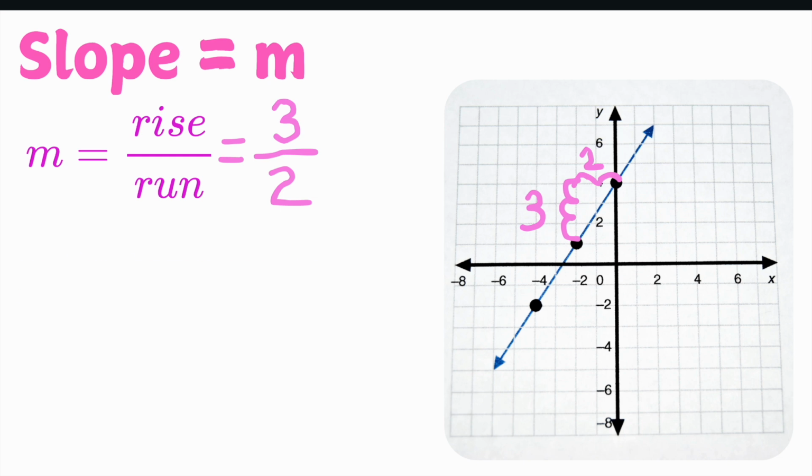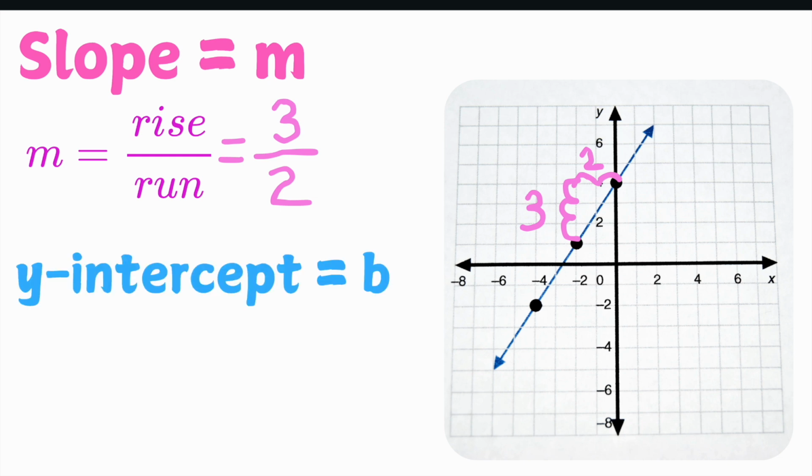The second thing that we're going to look into is going to be the y-intercept, or what we call the b. The y-intercept is the point where the line touches the y-axis. In this case, this point right here, b. So in this case, my y-intercept or b will be 3. 1, 2, 3.